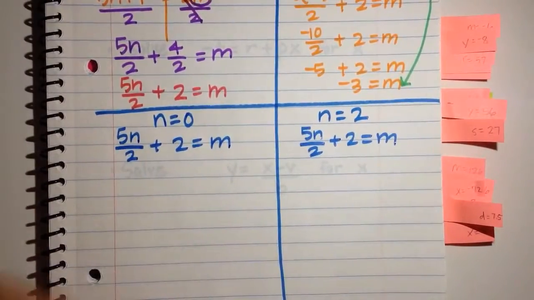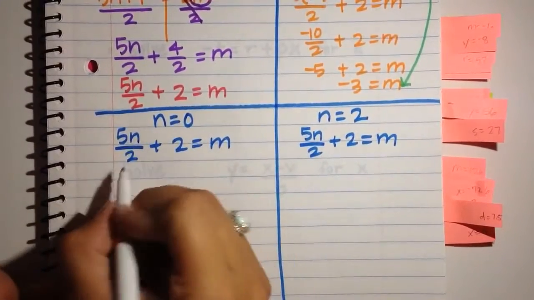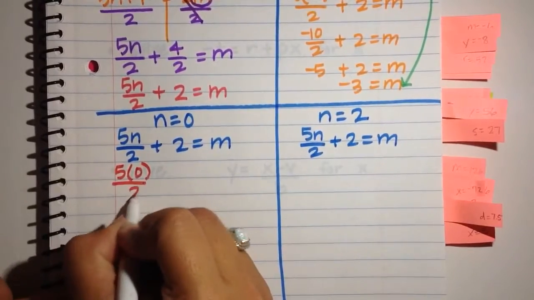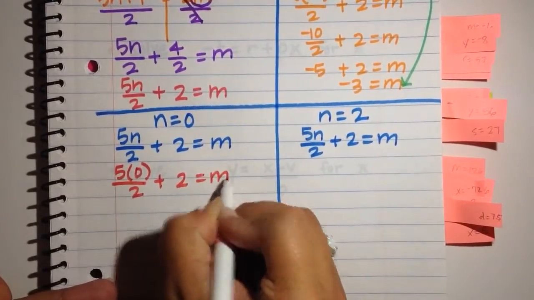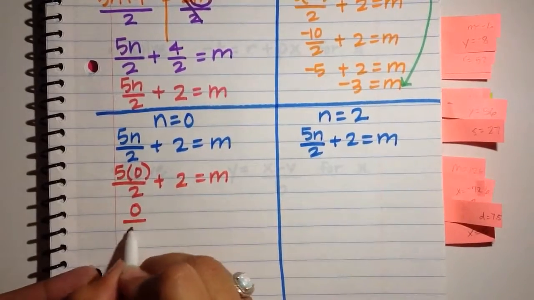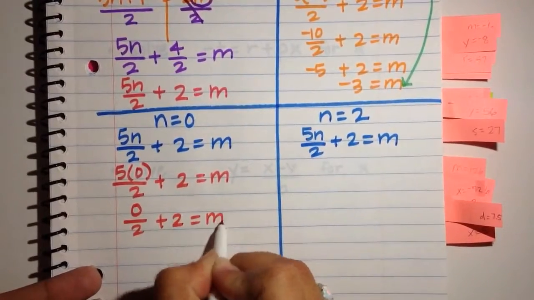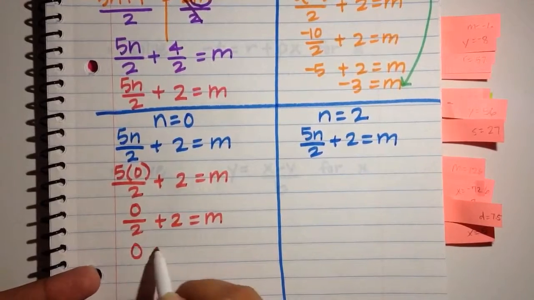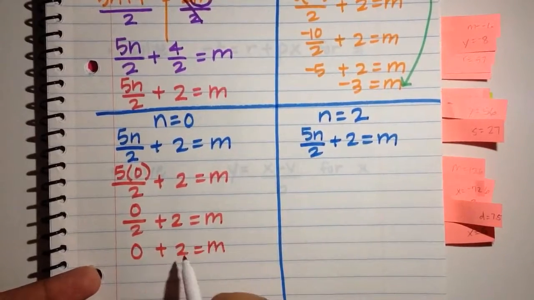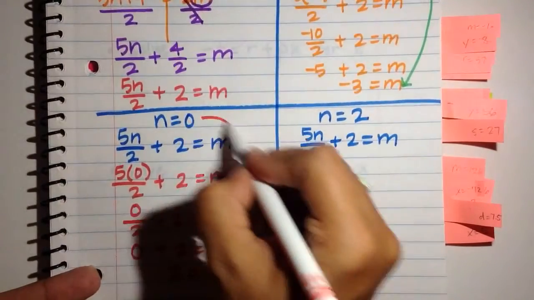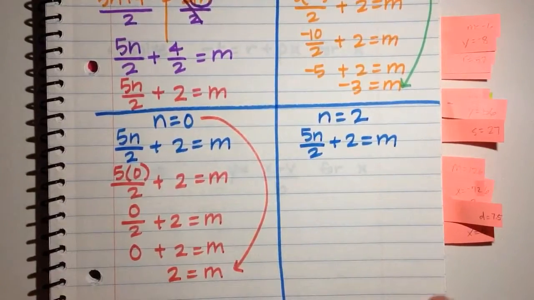Alright, I'm going to plug 0 in. And what happens when I plug 0 in? I'm going to have 5 times 0 divided by 2 plus 2 is equal to m. 5 times 0 is 0. 0 divided by 2 is 0. 0 plus 2 is 2. So when n is 0, m is 2.